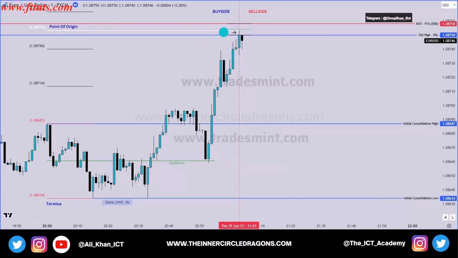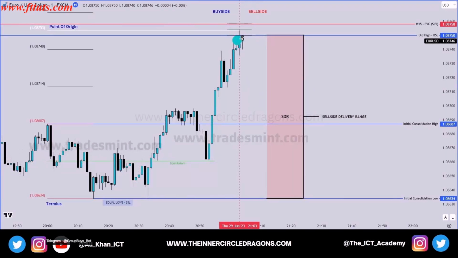If you wanted to take a turtle soup above this old high and into the consequent encroachment of the remainder of that sell side imbalance on the 15-minute time frame, which also had confluence with our 1.08753 level, that would be perfectly acceptable. But if you want to wait for further confirmation, then you are waiting either for a structure break or a change in state of delivery. Our terminus has now become our point of origin, and our point of origin has now become our initial terminus.